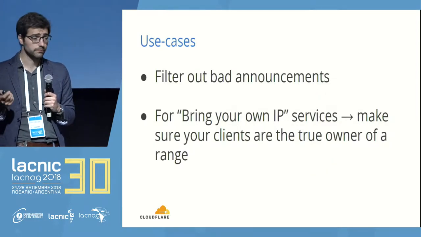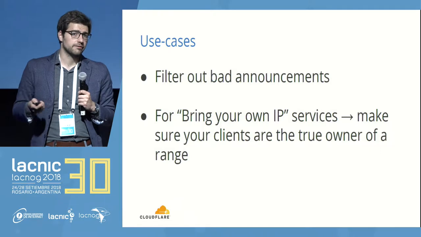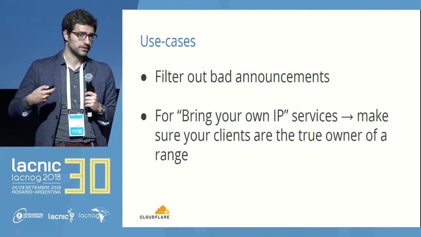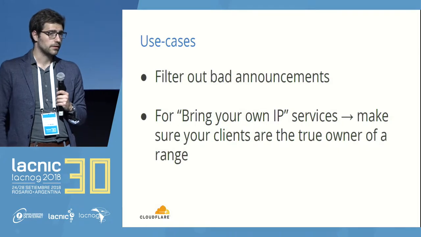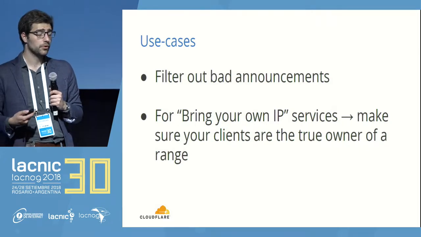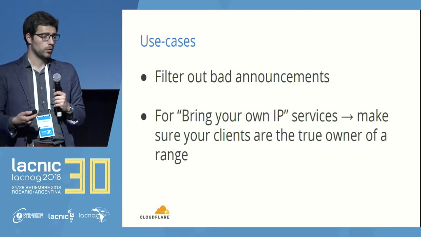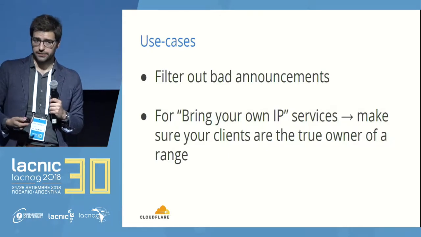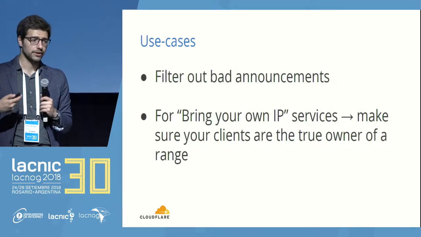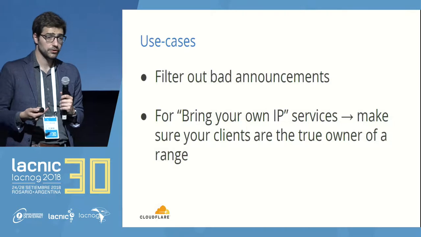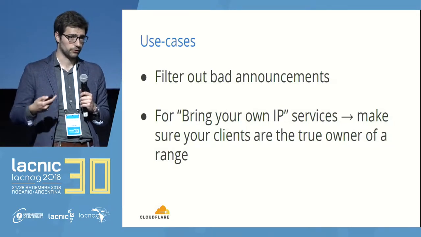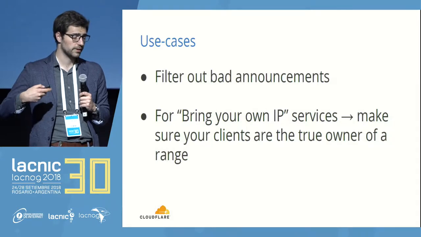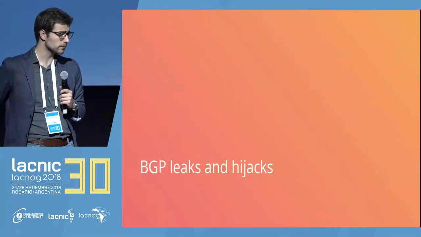So the use case is to filter out bad announcements, hijacks, misconfigurations. Other use cases include bring your own IP services, where you want to make sure your clients are not making you hijack prefixes. So for bring your own IP, you check against RPKI because you trust the RIRs to manage the IP allocation.